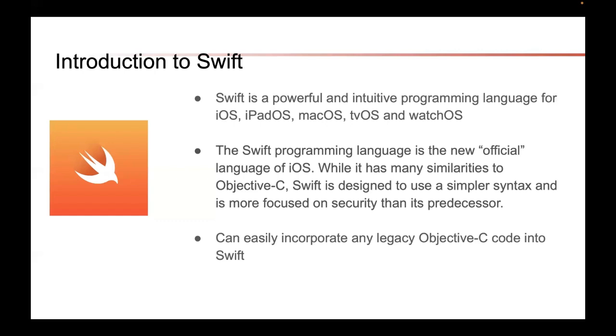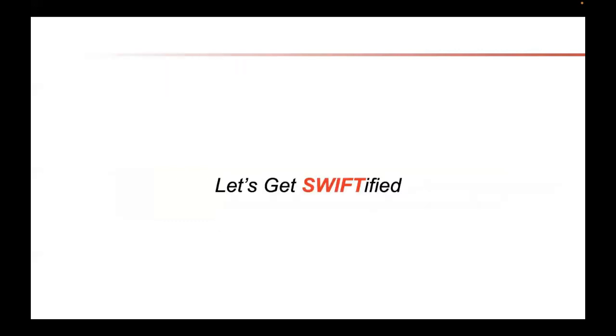If you have a project which is written in Swift, and you have any library or any other classes which were previously written in Objective C, you can directly use them in Swift. There is something called a bridging header file. Using that bridging header file, you can directly access those files. So it can easily incorporate any legacy Objective C code. So that was the introduction. Let's get started with Swift.